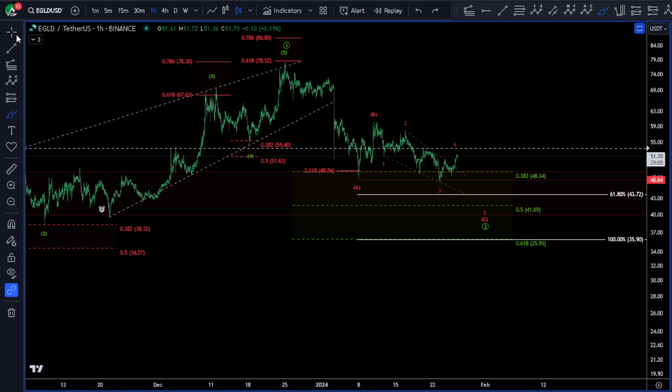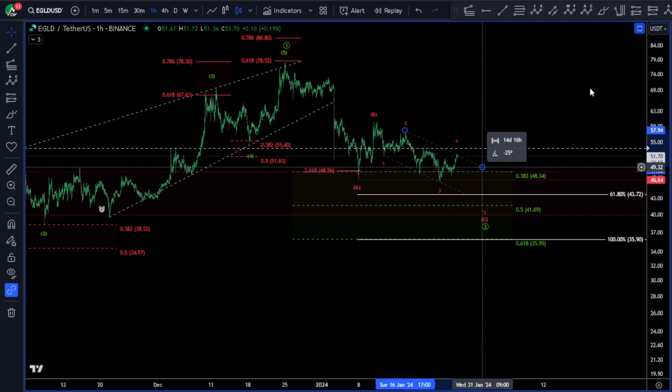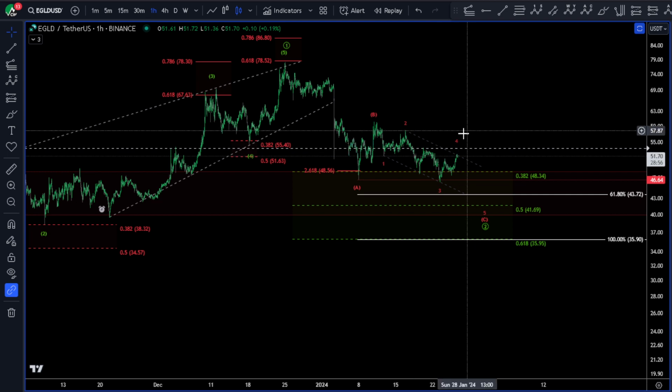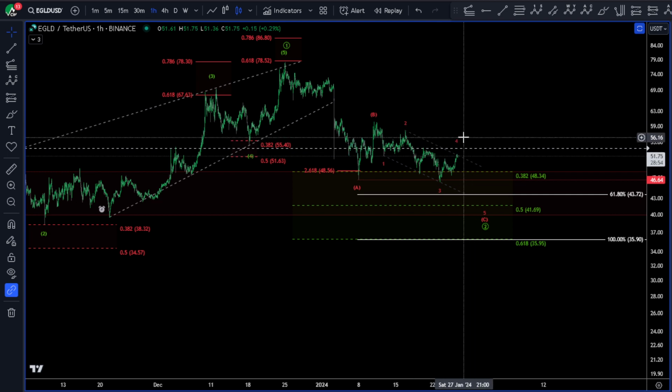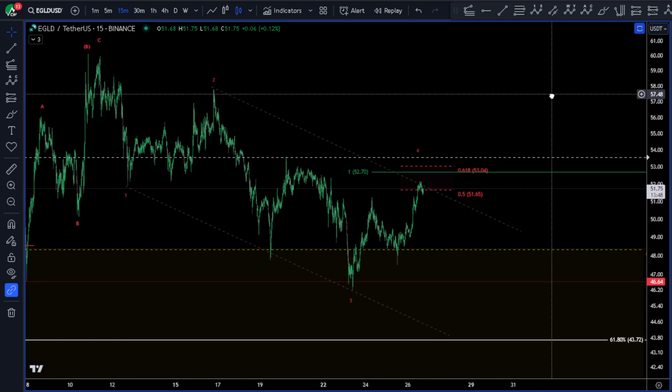So this one isn't invalid yet. I just want to be clear. It's not invalid. It's just more of a channel than contracting. And until we break this area, I'm going to leave it as is. But those are the things going on in my head, just so you know.